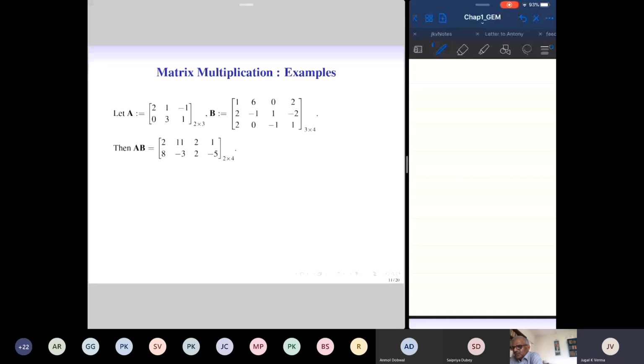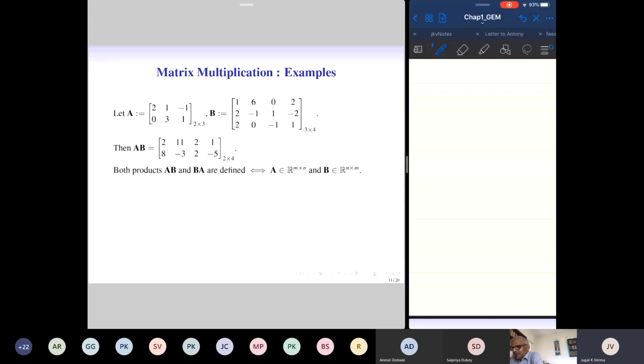So if A has these 2 row vectors and B has 4 column vectors, you see that there are 3 components in every row vector, and there are 3 components in every column vector. So take the first row vector and multiply by the first column vector to get the 1,1 entry of A times B, and that happens to be 2. And likewise, you can get all the entries of A times B, and the size of A times B is 2 by 4, while A is a 2 by 3 matrix and B is a 3 by 4 matrix. When you multiply them, 3 disappears and we are left with a 2 by 4 matrix.